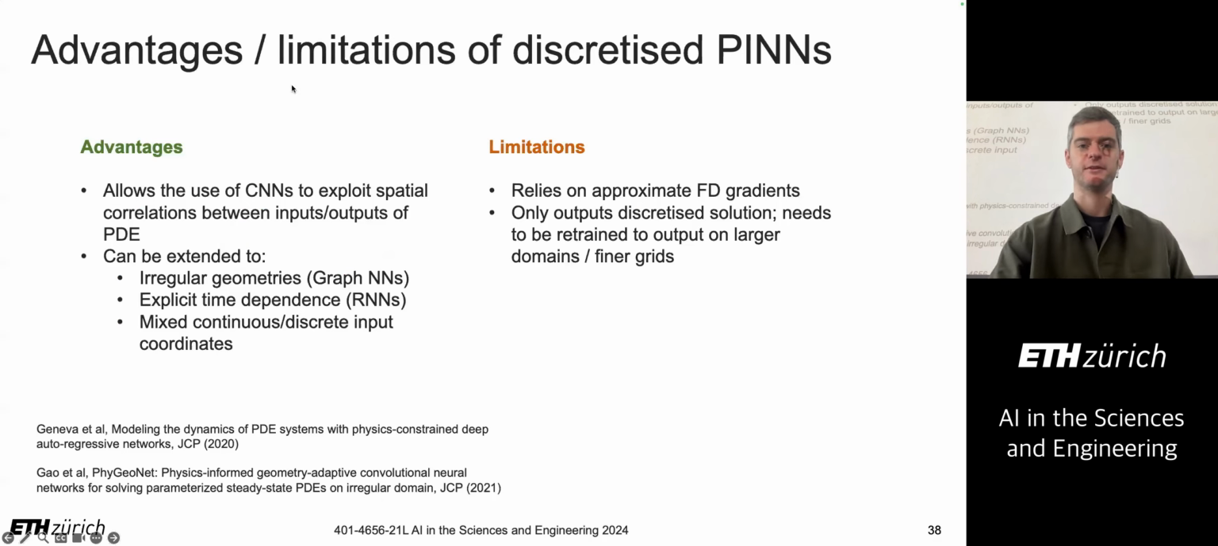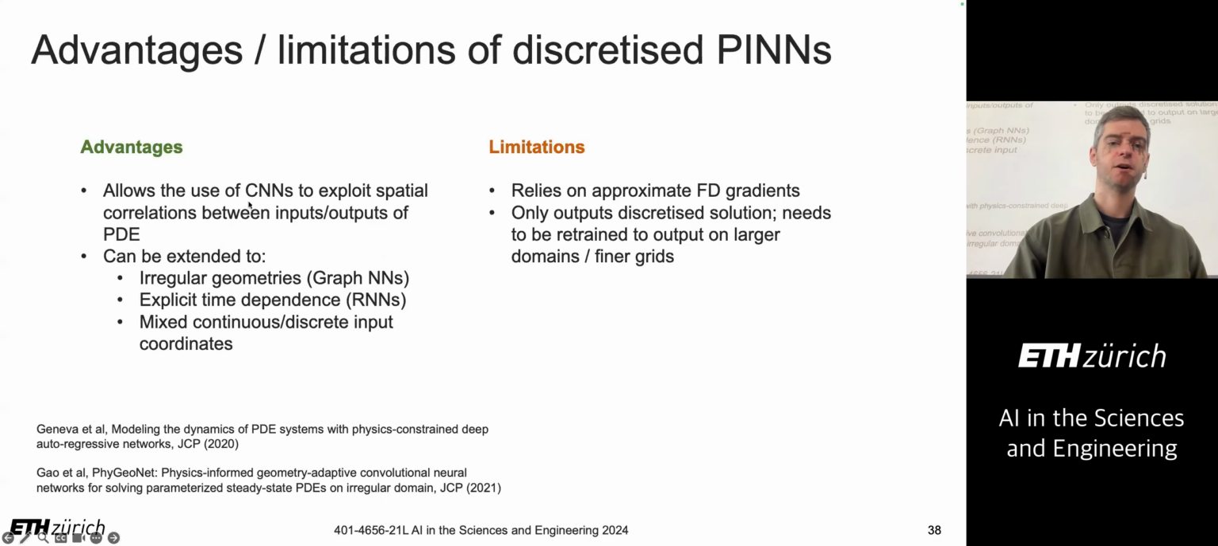So, advantages and limitations of discretized PINNs. Advantages: we can now start to use fancy architectures like CNNs to learn the inputs and outputs. We can extend them to regular geometries. We can even do time-dependent versions of these with RNNs. But the limitation is that they require approximate gradients, and we're fixed to the mesh that we use. We can't change the mesh.